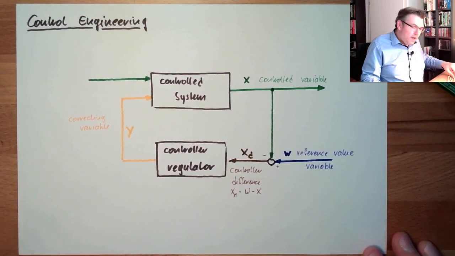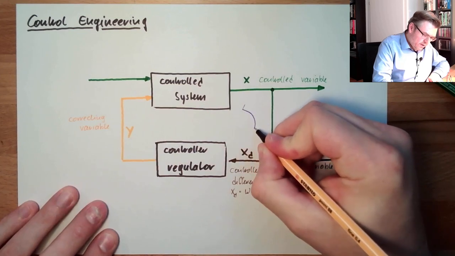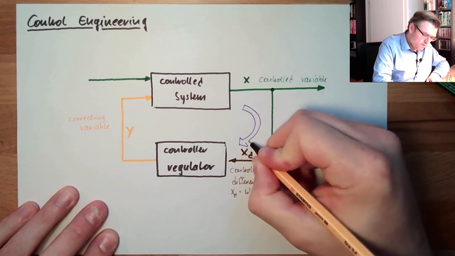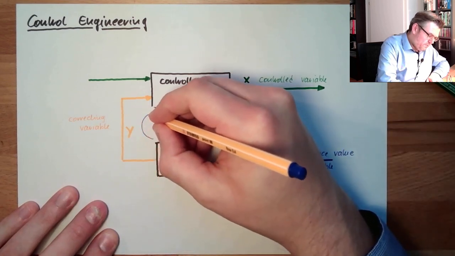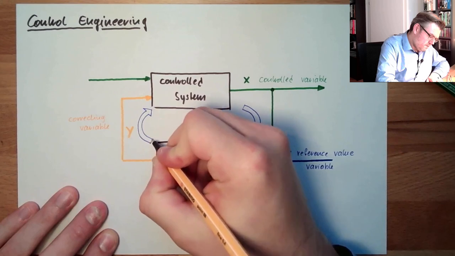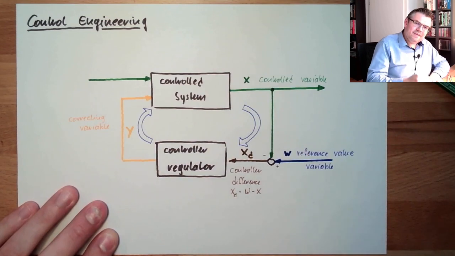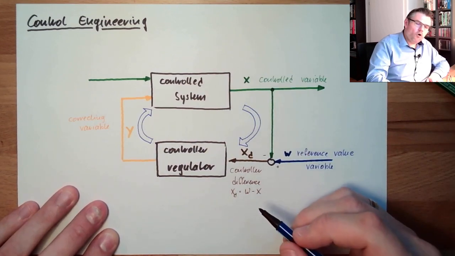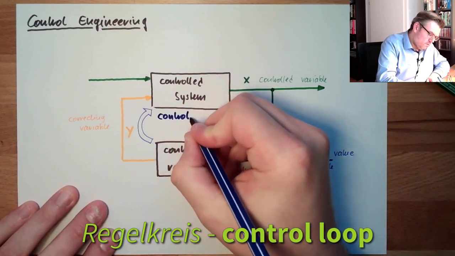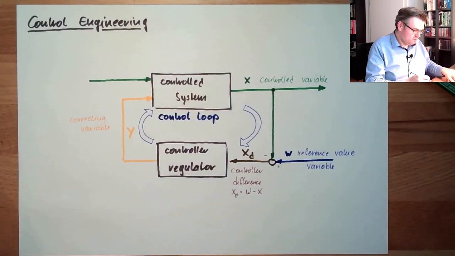And so on. So, actually, the signal here is coming from here, going down to here, and from here up to here again. This is the signal flow, and this is why we also call this a control loop, because it's a loop actually. Control loop. Always in circles.